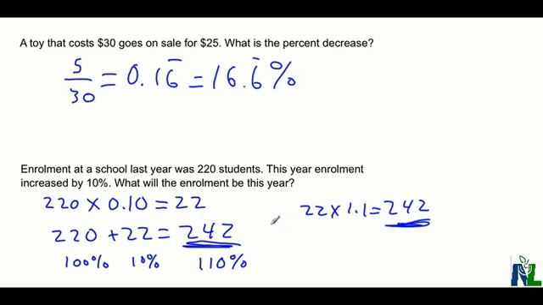So I hope that helps. Just get your amount of change, divide it by the original amount, and you'll be able to get your percent from there.